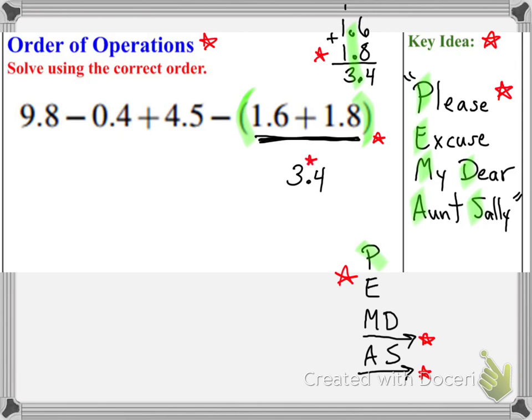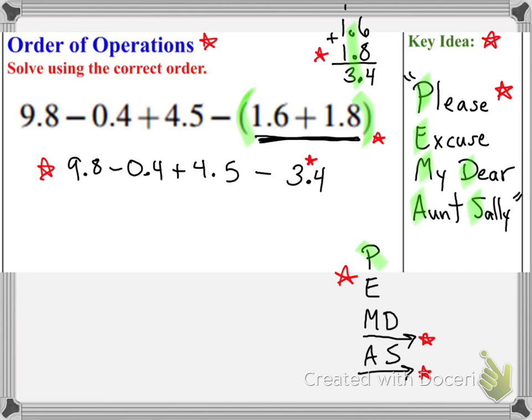Now, since there's nothing else to do inside of the parentheses, we're finished with the parentheses and we don't have to write them anymore. But we do have to write everything else in the problem down. We have to copy it straight down. So that minus sign, the 4.5, the plus sign, the 0.4, the other minus sign, and the 9.8. So now if you copied everything down just like I did, give yourself a star for doing that step correctly.